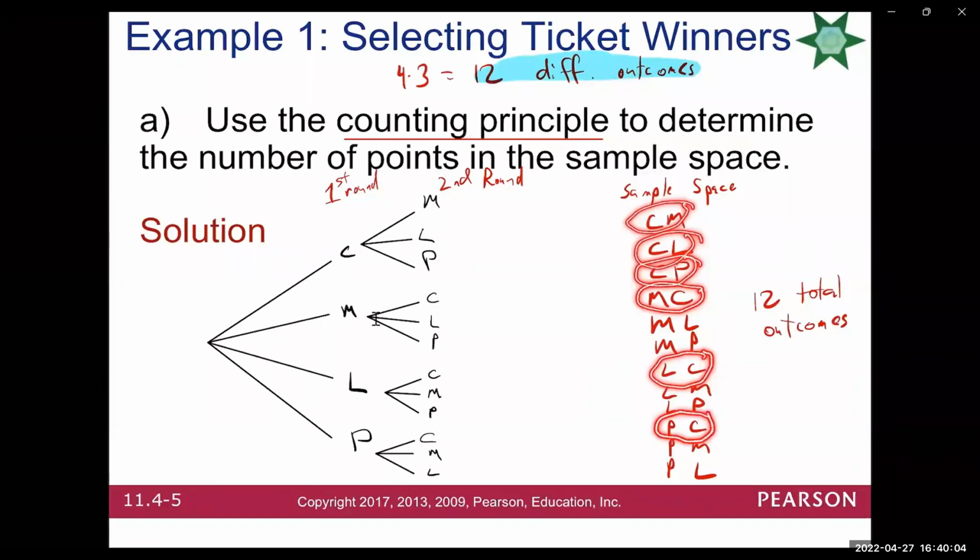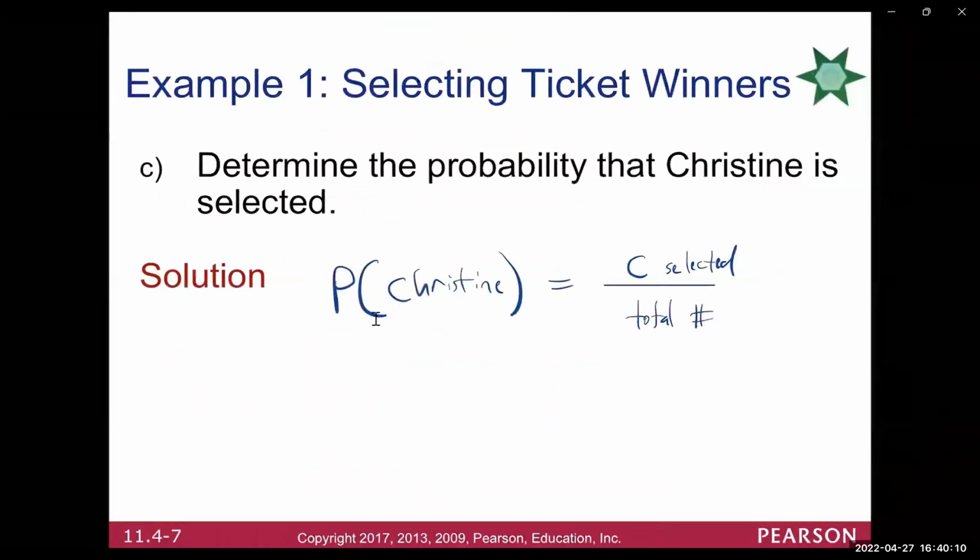So I'm counting 6, right? Six, yeah. 6 out of 12. 12 total. So it's going to be 6 out of 12, which is, if you divide by 6, 1/2, which is 50%, right? 50% chance. So there's a 50% chance that Christine will get selected. So it's a 50-50 chance for her.